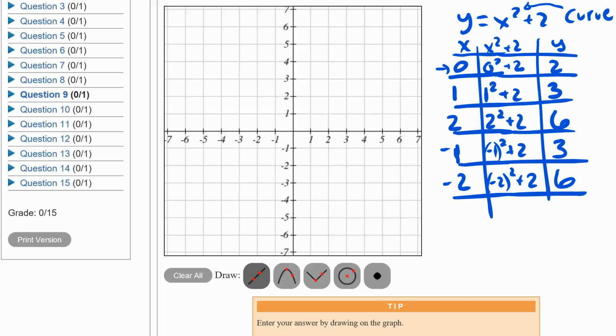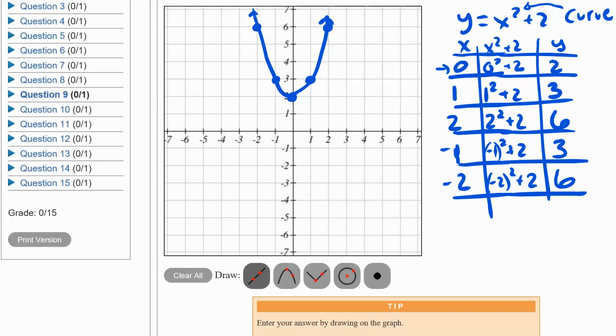So if I were to sort of graph it before I actually input it here, I'd find that my first point is 0, 2. Then it's 1, 3. Then it's 2, 6. Then it is negative 1, 3. Then negative 2, 6. So then really I'm looking for this kind of graph right here. I'm trying to build that graph.